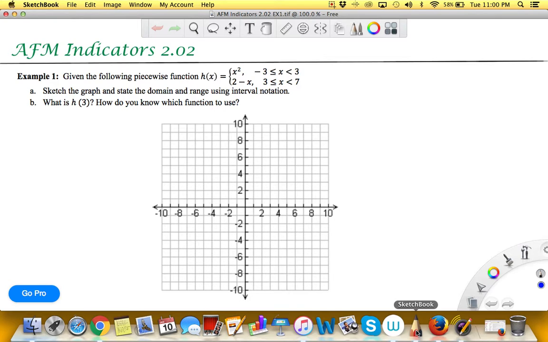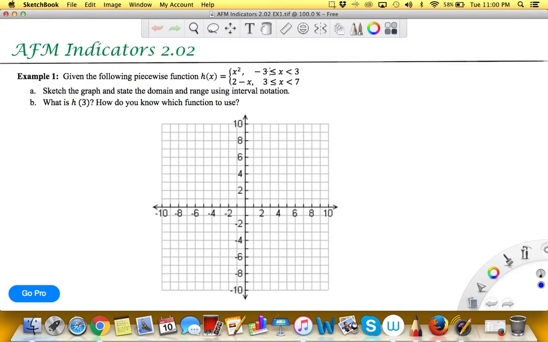This particular question or standard is talking about piecewise functions. So it says, given the following piecewise function, h of x is equal to x squared when x is between -3 and +3, and h of x is equal to 2 minus x when x is greater than or equal to 3 but less than 7.